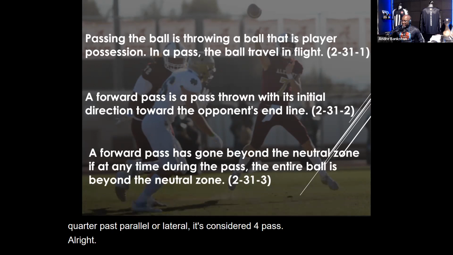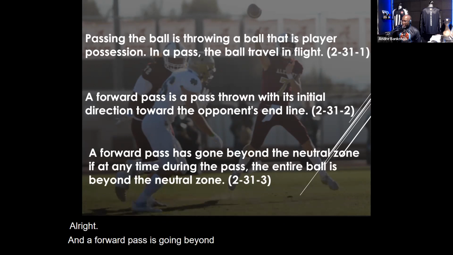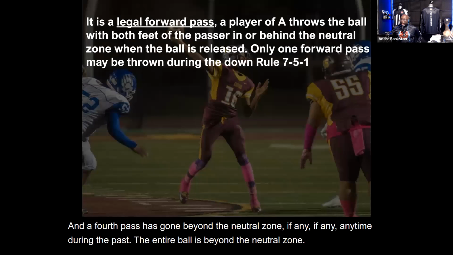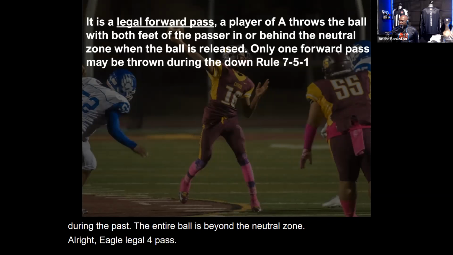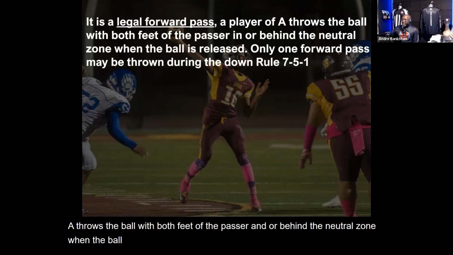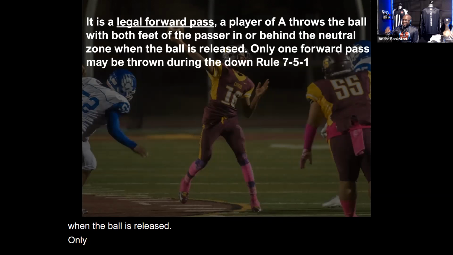And a forward pass is going beyond the neutral zone if any time during the pass the entire ball is beyond the neutral zone. It is a legal forward pass if team A throws the ball with both feet of the passer in or behind the neutral zone when the ball is released. Only one forward pass may be thrown during the down.